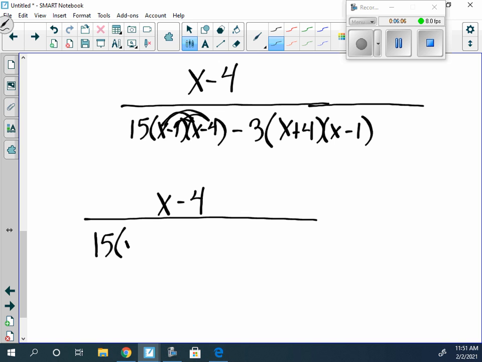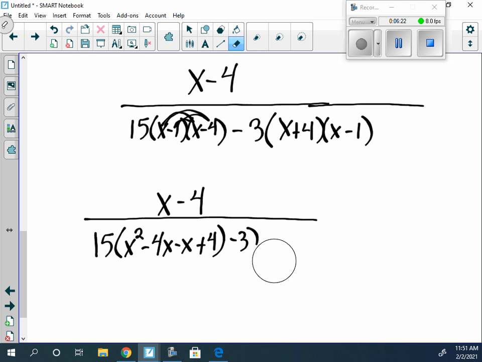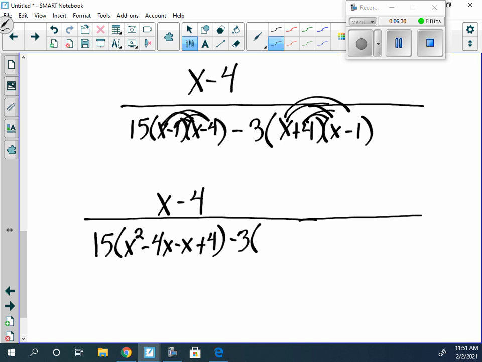Well, x times x would give us x squared. X times negative 4 would be negative 4x. Negative 1 times x would be negative x, and negative 1 times negative 4 is going to give us plus 4. Minus 3. So again, we're going to do the same thing over here. X times x would give us x squared, x times negative 1 would be negative x, and 4 times x would be plus 4x, and 4 times negative 1 would be negative 4.